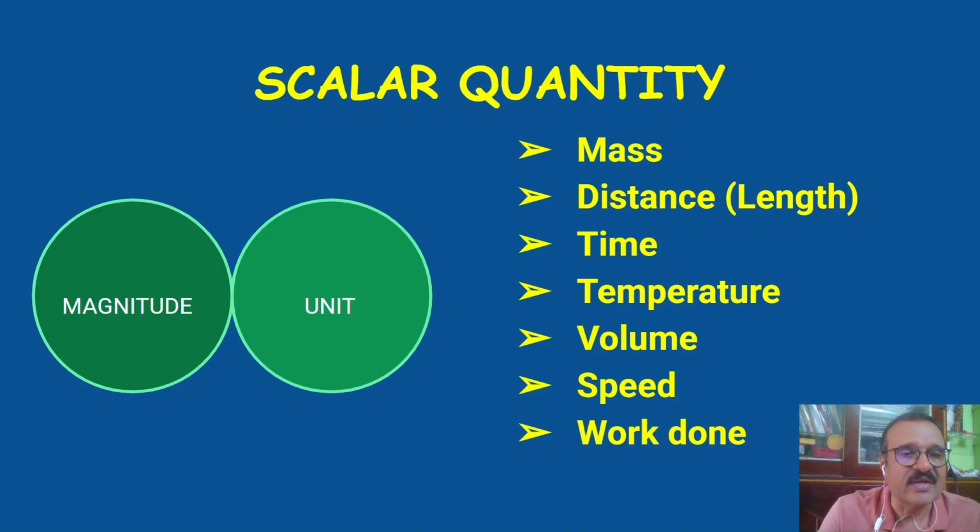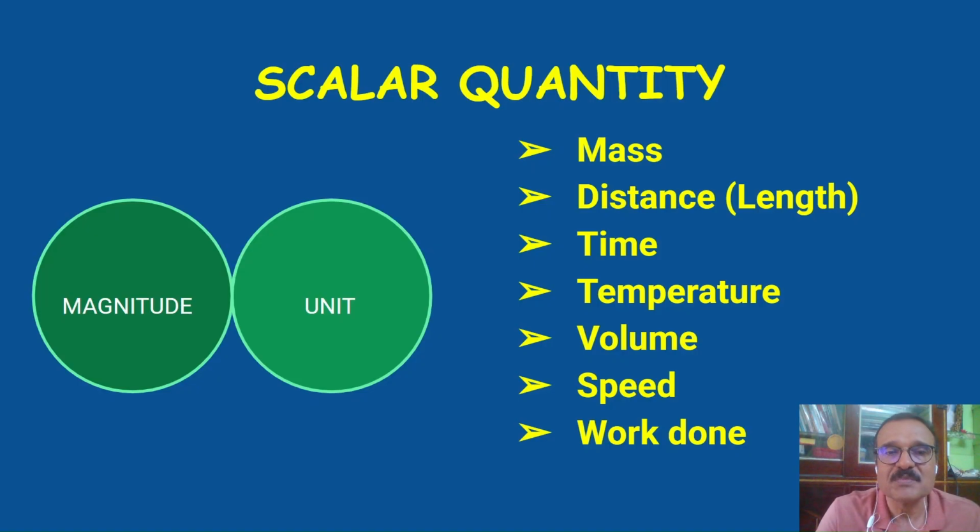Magnitude of quantity is nothing but the numerical value. It is nothing but size of a quantity or even amount of that quantity. In the scalar, we need only magnitude along with its unit.